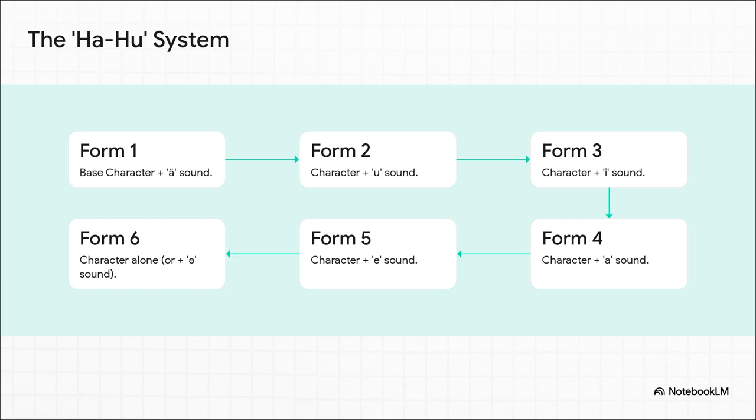Okay, here's how it works. They call it the Hahu system. So form 1 is just the basic character. Let's say it makes a H sound with a short A vowel. Now you apply the rule for form 2, a little tweak, and suddenly it's a Hu sound. Apply the rule for form 3, and it's He. Form 4 is Ha, and so on. See? Each of the 7 forms is just a small, predictable change that adds a specific vowel. You're not learning new symbols over and over again. You're just learning 7 simple little rules for how to change them.